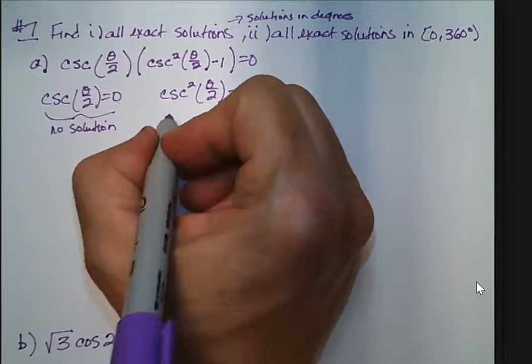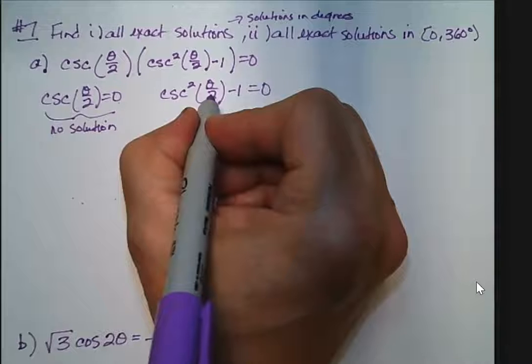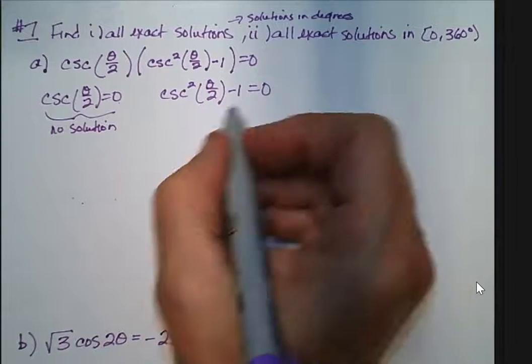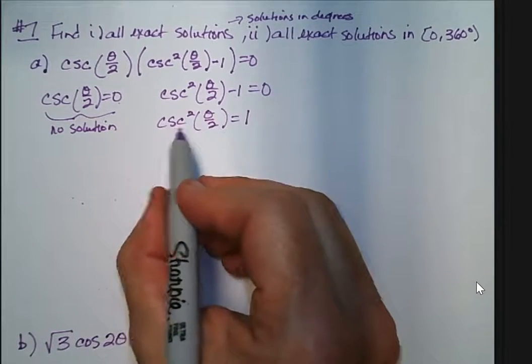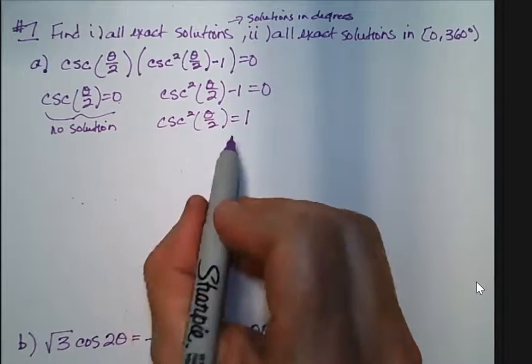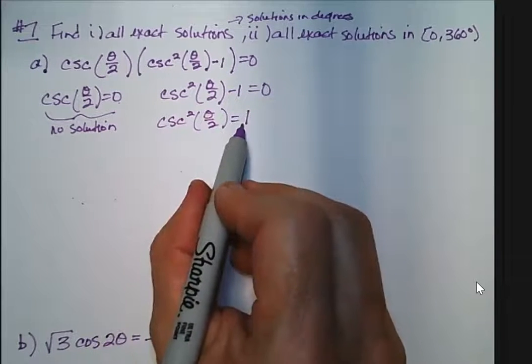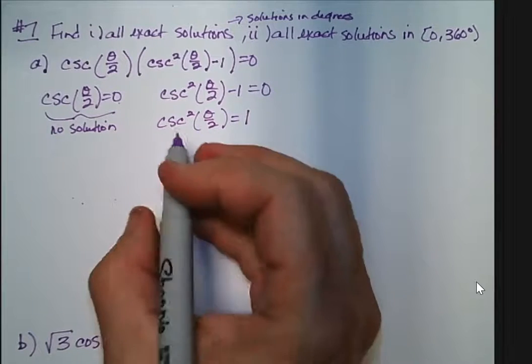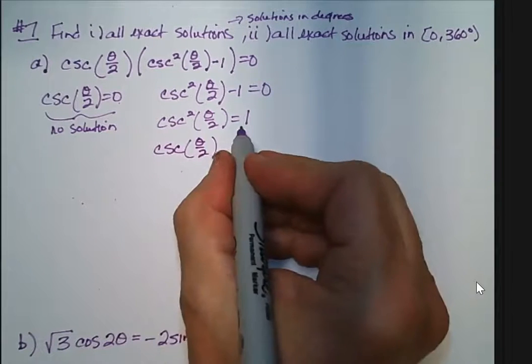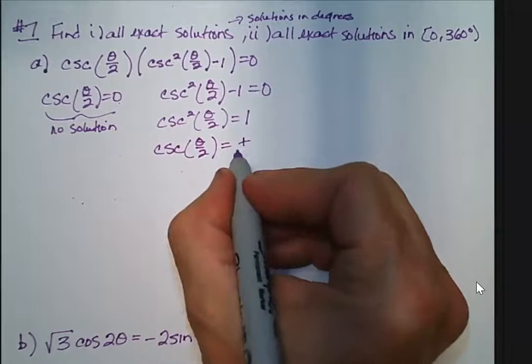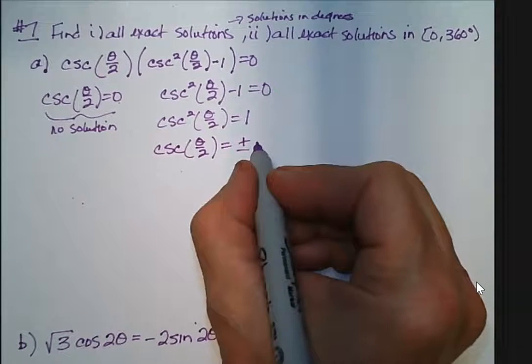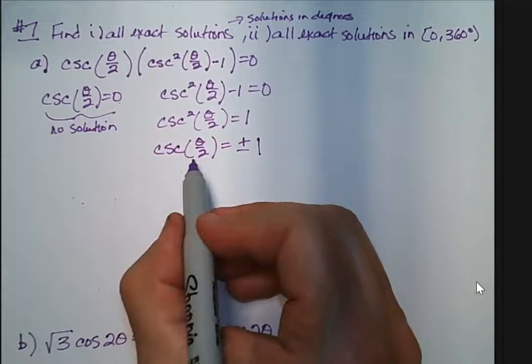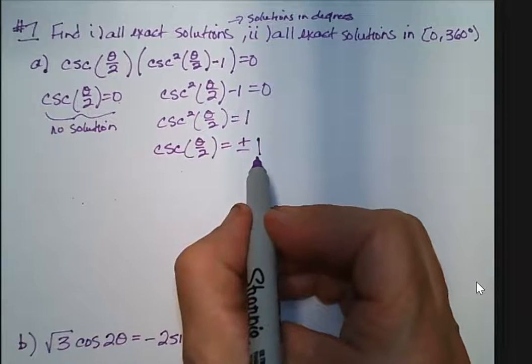For this one, we want to solve for the cosecant squared first. We can do that by adding 1 to each side. Next, we want to take the square root of each side so that we're just down to cosecant. If we take the square root on this side, we have to do plus or minus. The square root of 1 is 1. So we end up with cosecant of theta over 2 equals plus or minus 1.